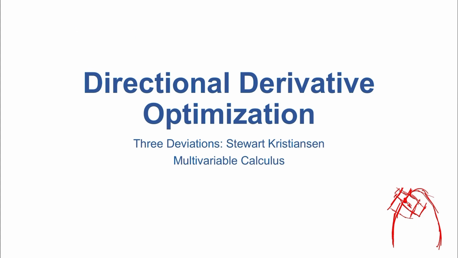So what we want to do today is determine how we find the maximum rate of increase. What is the maximum rate of any directional derivative at our point? So I want to find the highest rate of increase. That's what we're going to do today. The derivation for this is actually fairly simple.